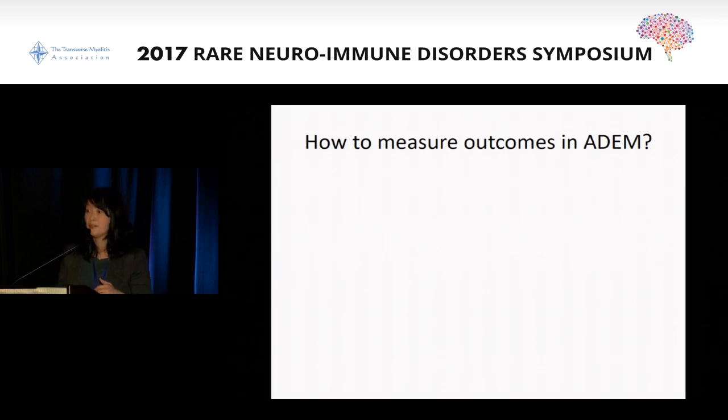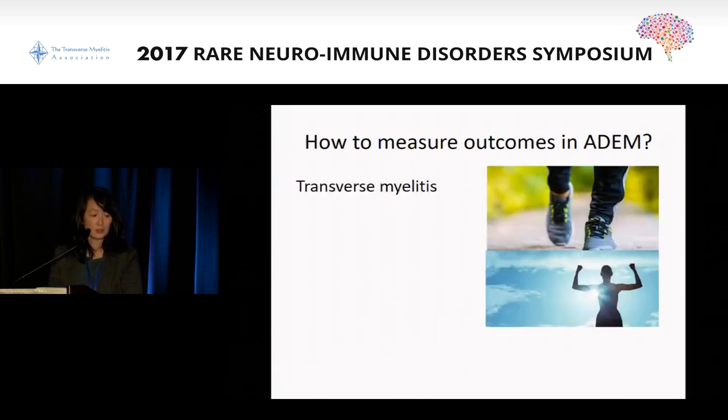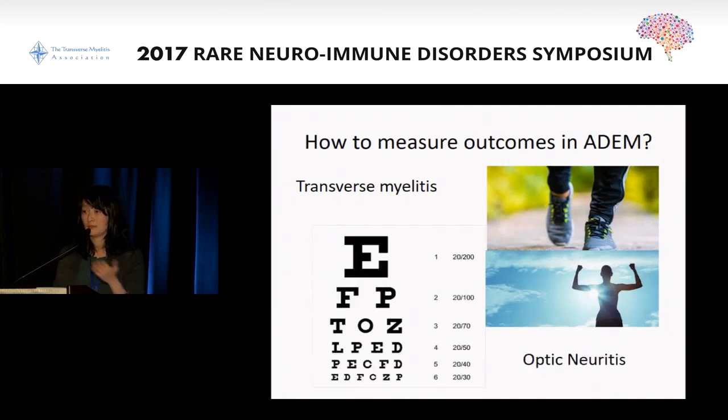All right, I want to shift gears a little bit and talk about how we measure outcomes in ADEM. So for transverse myelitis, you might do something like test somebody's muscle strength or check their walking speed. For somebody who's had optic neuritis, you might have them look at a vision chart and read it out loud.